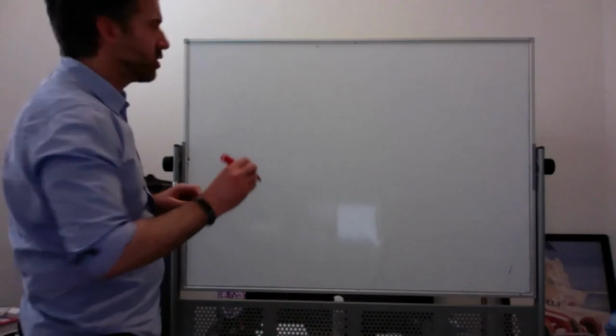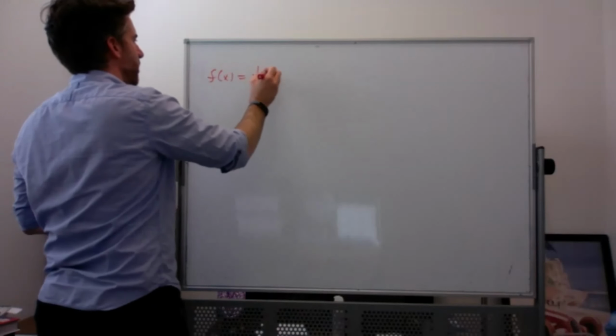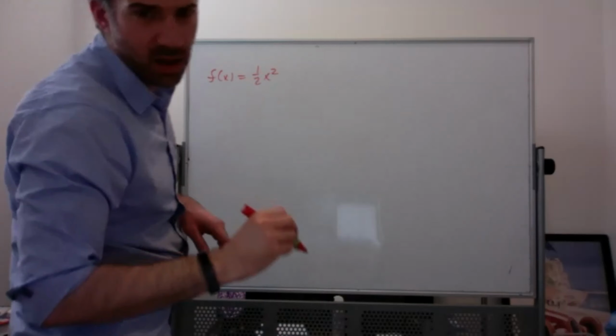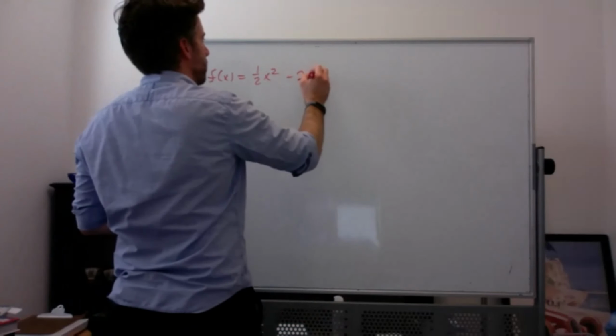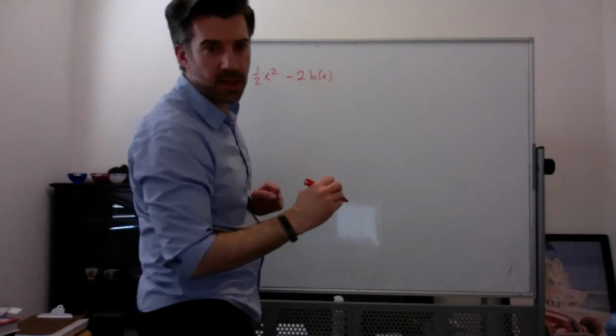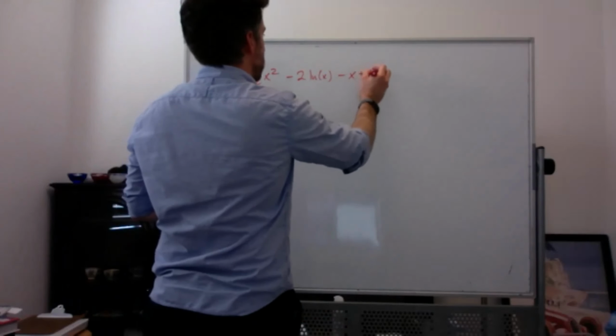Sorry. So here's what number 9 says. Find all the critical points of the function f of x equals 1/2 x squared minus 2 natural log of x plus x, minus x plus 3.